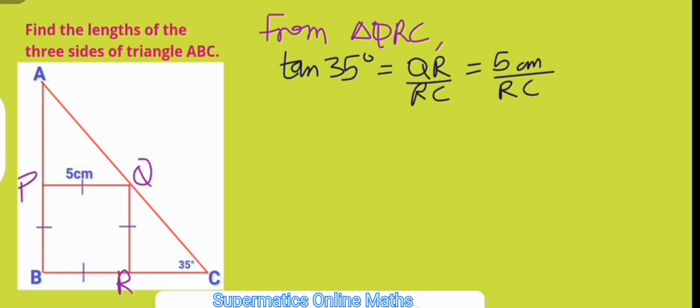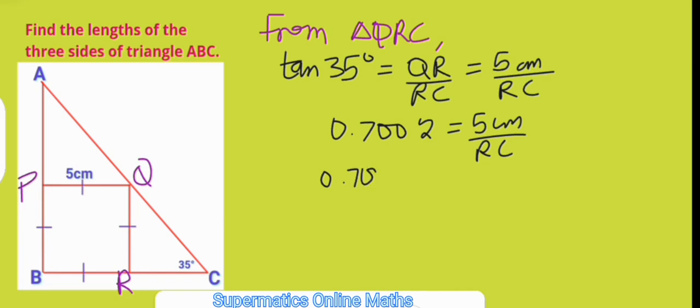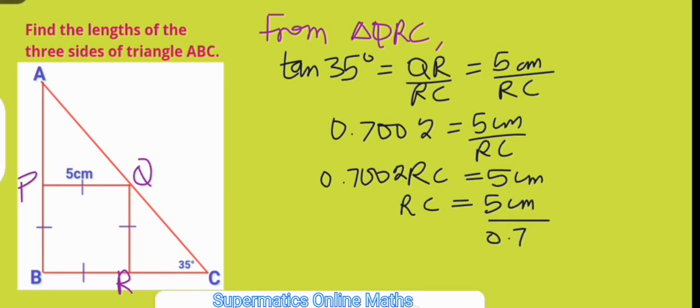And tan 35 degrees is 0.7002. This is equal to 5 centimeters over RC. Taking a cross product, we have 0.7002 times RC to be equal to 5 centimeters. And here RC will be 5 centimeters divided by 0.7002. This gives the value 7.14 centimeters to three significant figures.